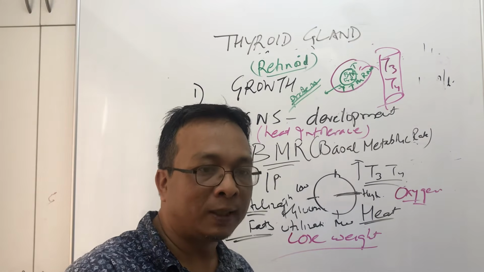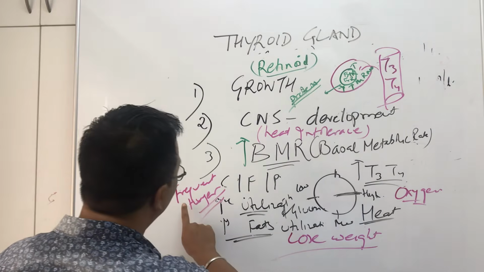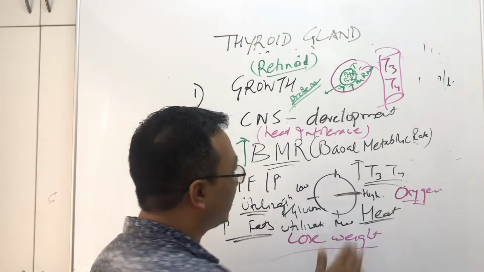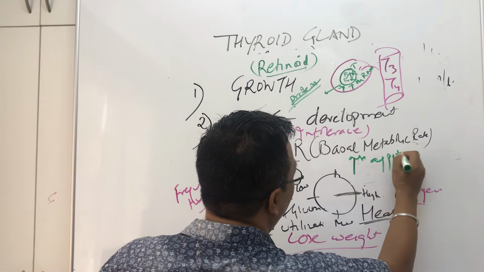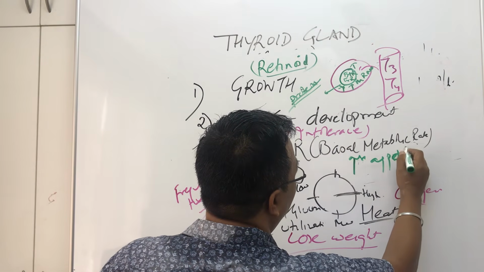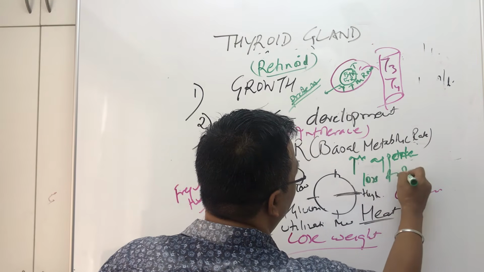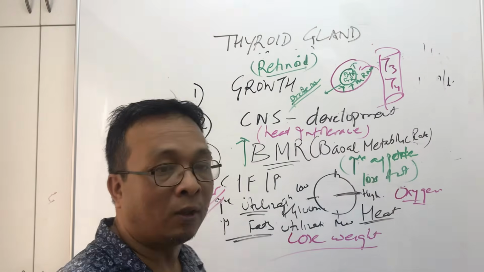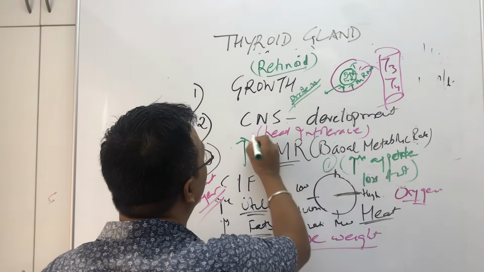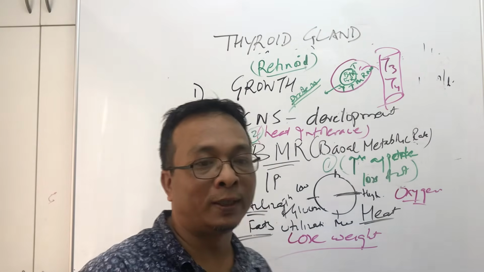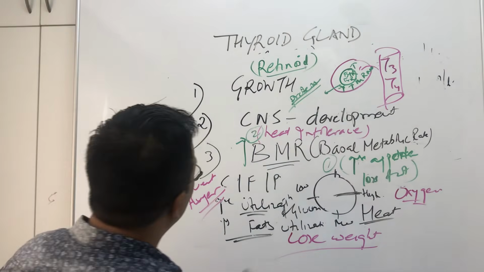Means if there is a case of hyperthyroidism, a hyperthyroidism patient will have increased appetite, but loss of weight. Means he will eat a lot, but he will not gain weight. He will lose weight. That is number 1 point. Number 2, he will be heat intolerant. He will be always sweating. If you shake hands with him, he will have sweaty palms. Okay. So that is about BMR.